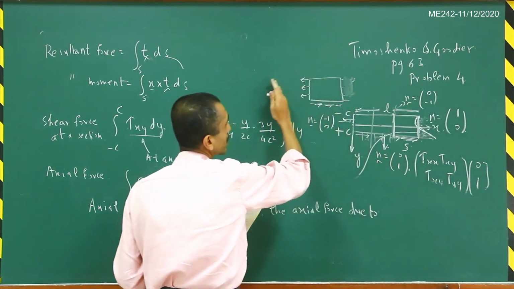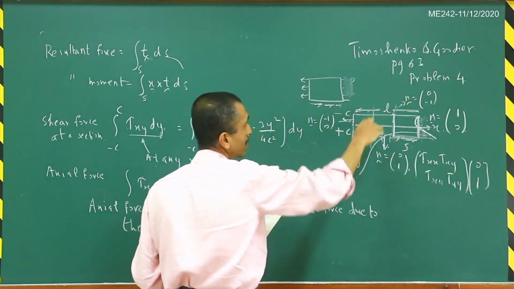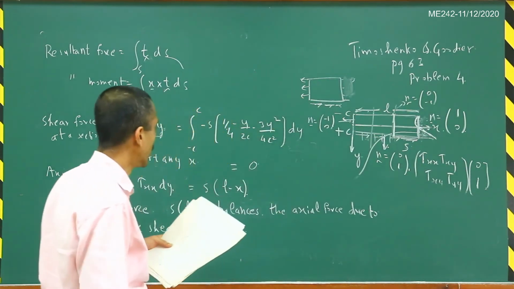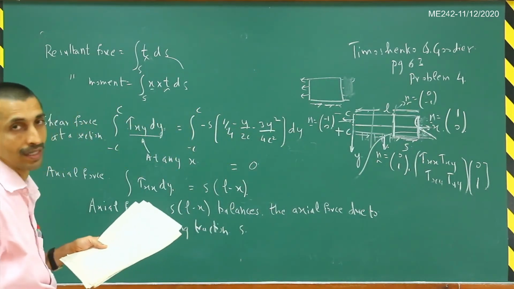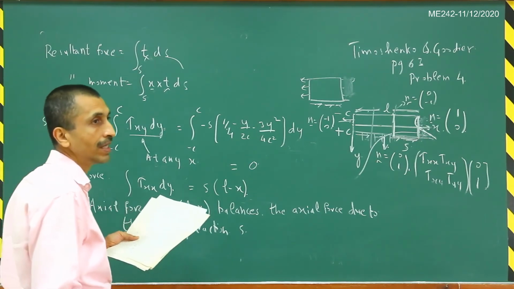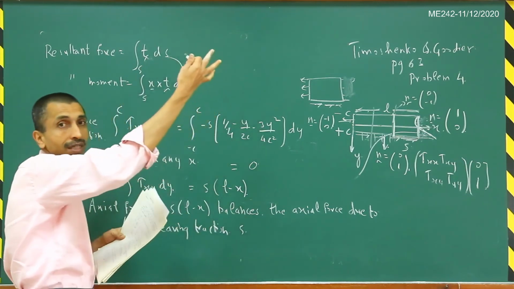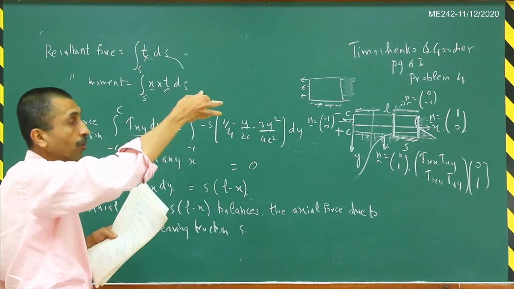So this axial force balances this force due to the shear. Okay, and so finally you will get that it is equal to 0, right? Finally, because finally the integral of t dS should be equal to 0 because it is a static problem, correct? And there is no body force in this case.